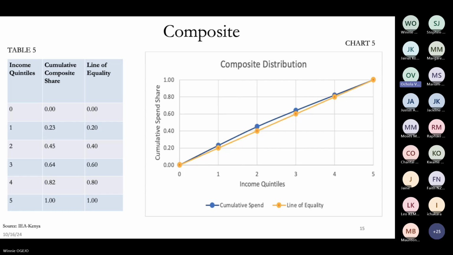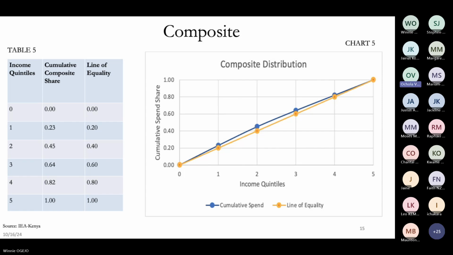Then we have the cumulative composite share. That basically shows the benefits appropriated by each income group in respect to the composite of the scholarship and the loans. Then we have the line of equality in the third column. This shows the theoretical expectation of the Lorenz curve, where each income group receives the benefit that is consistent with its population share. Now, this table is represented in chart 5, next to it on the right.